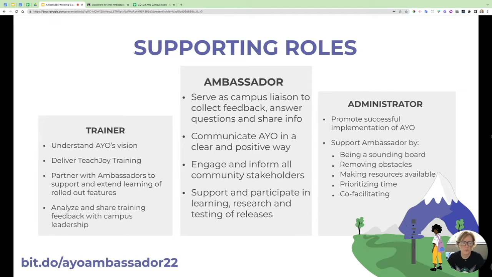The IO admin is there to support these people. They're there to remove those barriers, to make sure that that professional learning is happening on campus, prioritizing time for that, connecting IO to the vision of the campus. And we talked about how these roles are supposed to work in harmony. Next month at the ambassador meeting, we'll have the IO admin join us for that.